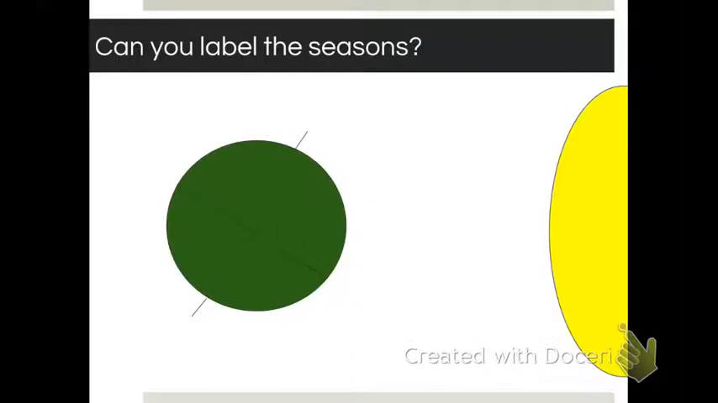In just a second, we're going to pause the video again, and I want you to look at this diagram, and I want you to label the seasons in the northern and southern hemisphere.